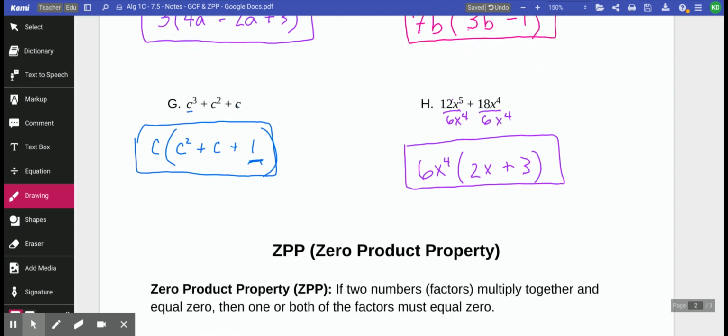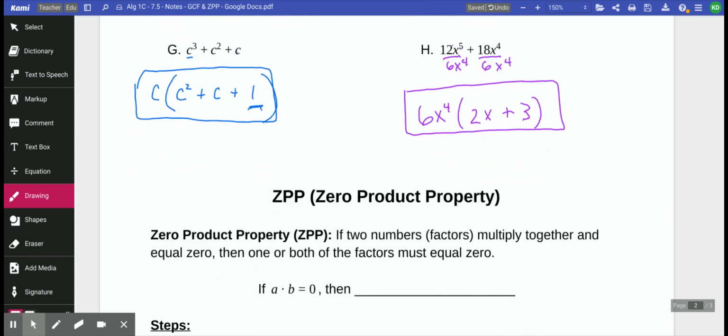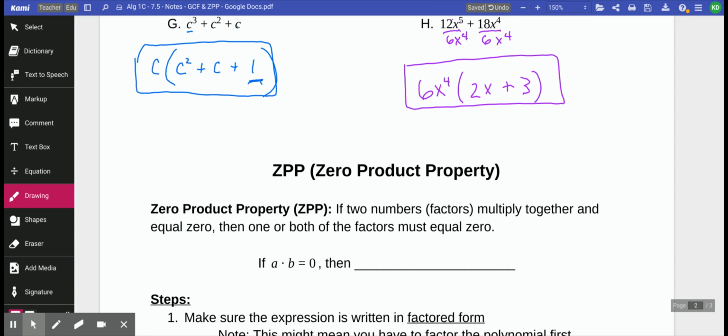Okay, let's move on to the zero product property, also known as ZPP. So this is something that you guys have all known, right? If you multiply two numbers together and you get 0, one of those things has to be 0, right? Like if I said 2 times something equals 0, what do we know? We know that this has to be 0. Or if I said something times 6 equals 0, we know that that other thing has to be 0.